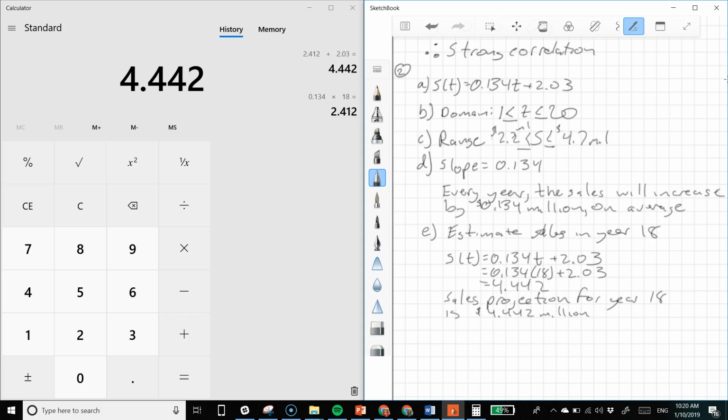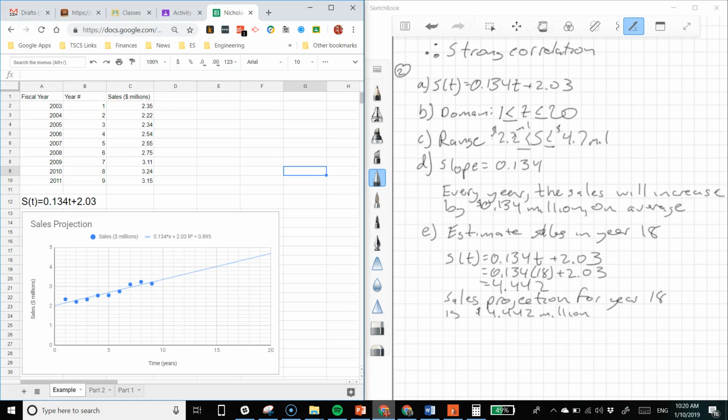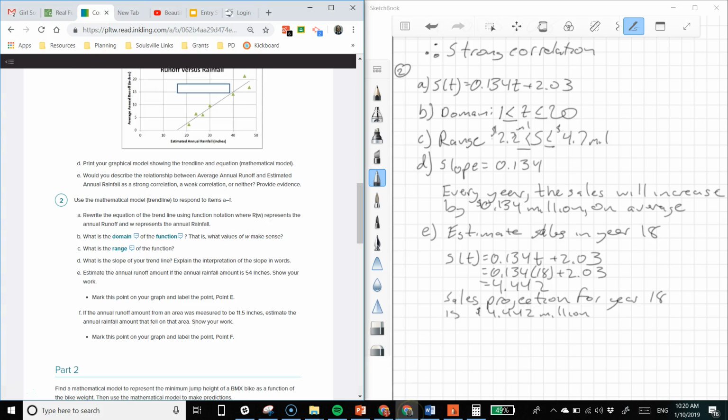So that was E. And again, remember, I did this for the sales at the time. You're going to be doing it for the runoff, which you created in the Part 1 sheet. All right. Going on to F. If the annual amount runoff was 1.5 inches, estimate the annual rainfall that's on that area. Okay, so this one we're doing the exact same thing in reverse, because we're given the y-axis and we need to calculate the x. So again, I'm going to have to choose a different number. I'm going to just arbitrarily say $4 million.